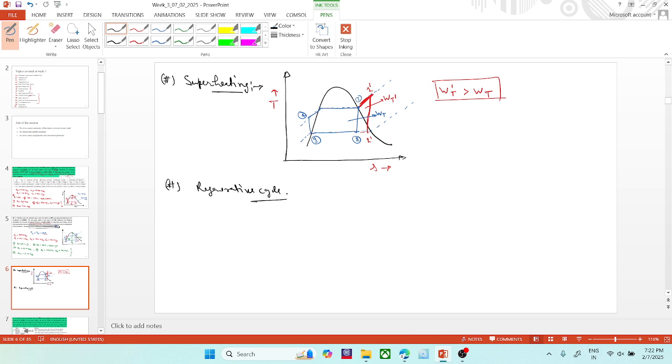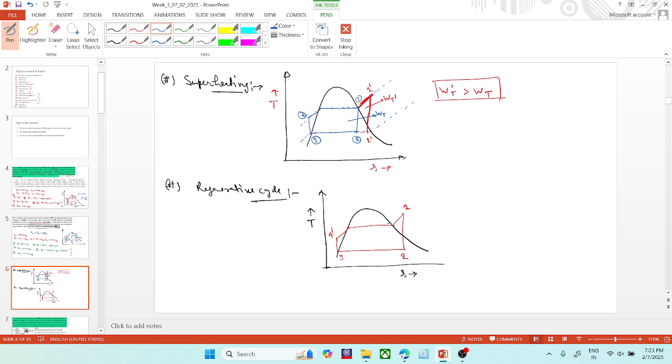The regenerative cycle. In this cycle, what we do is bleed some steam, the expanded steam from the turbine, like this. Okay. So let's suppose my Rankine cycle was like this. Earlier it was like this. Okay. So what we do in the bleeding, 1, 2, 3, and 4.